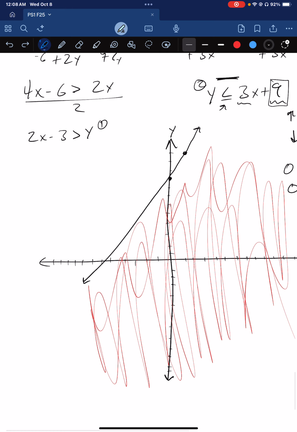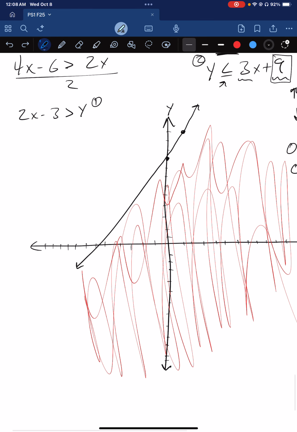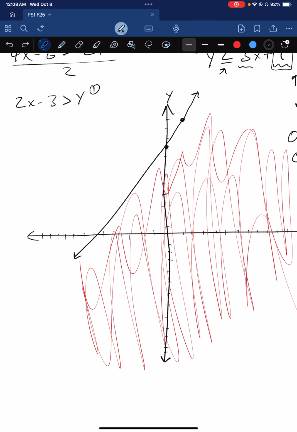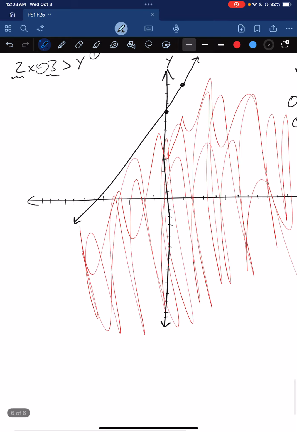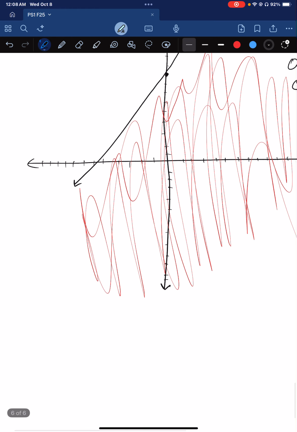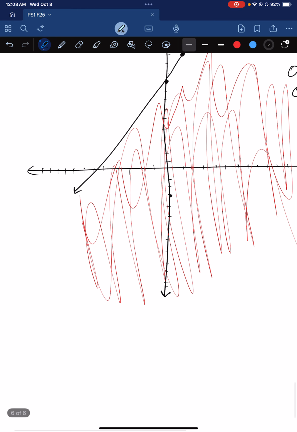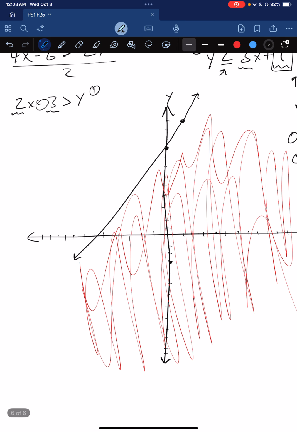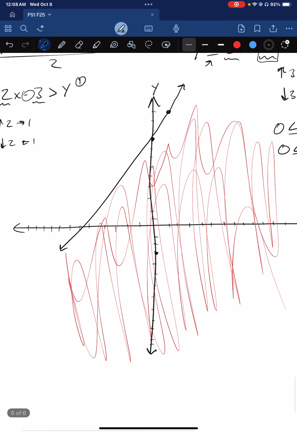All right, let's graph this next one. 2x minus 3 greater than y. Okay, so again, we're in slope-intercept form. We have a slope, we have an intercept. Our intercept is negative 3. So let's go to negative 3. 1, 2, 3. I was counting down. All right, and our slope is 2. That means up 2, right 1 or down 2, left 1. So let's go. Boom, boom, boom.